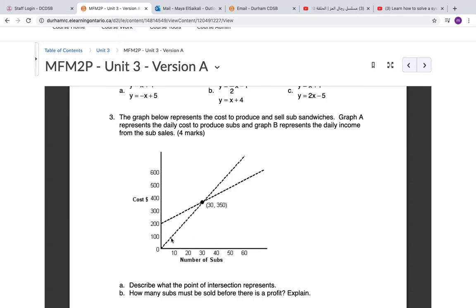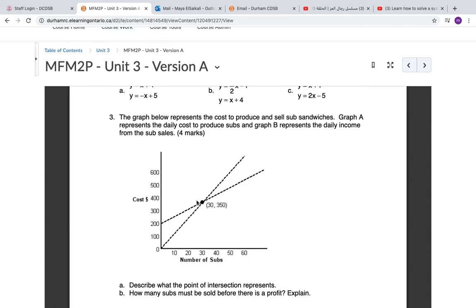So the daily cost is going to be the higher graph, the one that starts at 200, because your cost is how much money you're spending to buy the stuff, right? So your original amount is your cost. How much money you're making, your daily income, is going to start at zero. If you sell 0 subs, you're going to make $0. If you sell 10 subs, you're going to make $100, and things like this. So this is the graph for how much income you are making.